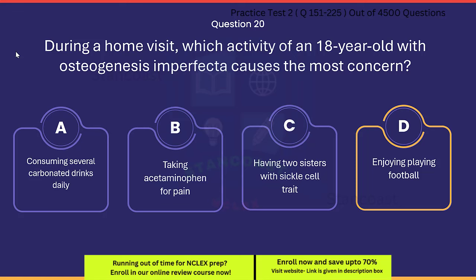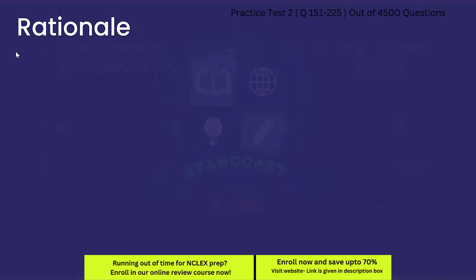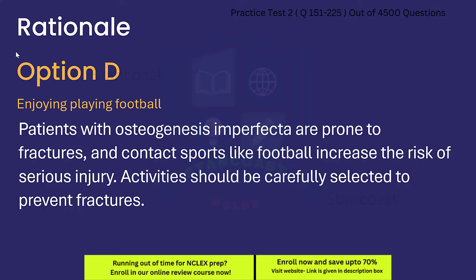The correct answer is D. Enjoying playing football. Patients with osteogenesis imperfecta are prone to fractures, and contact sports like football increase the risk of serious injury. Activities should be carefully selected to prevent fractures.